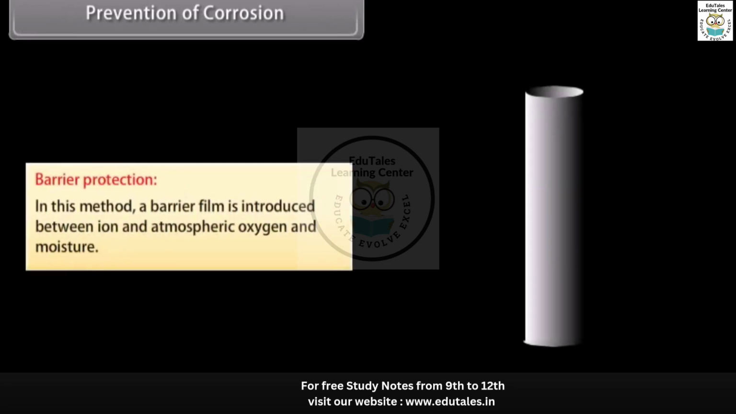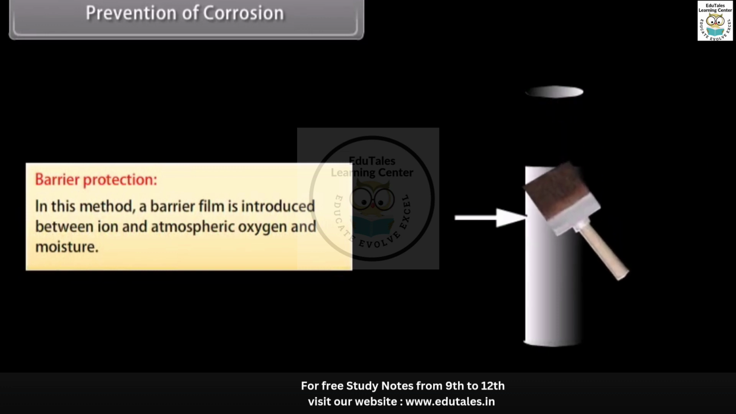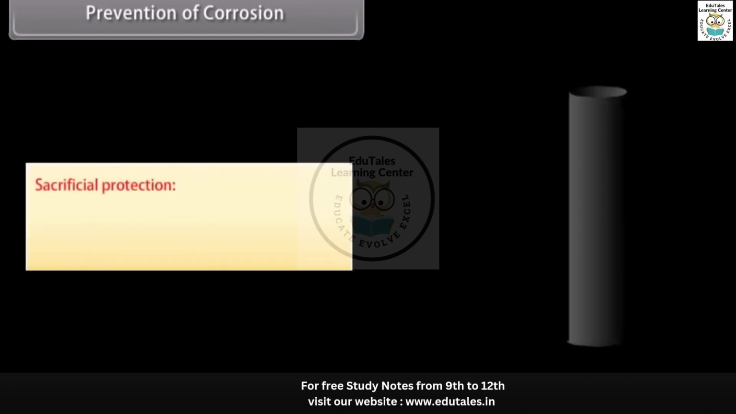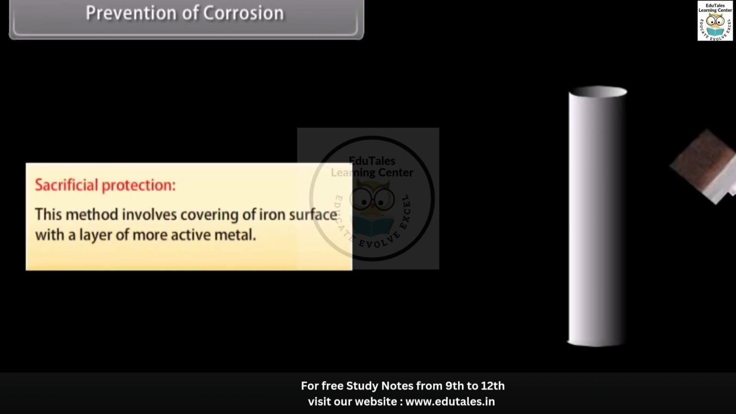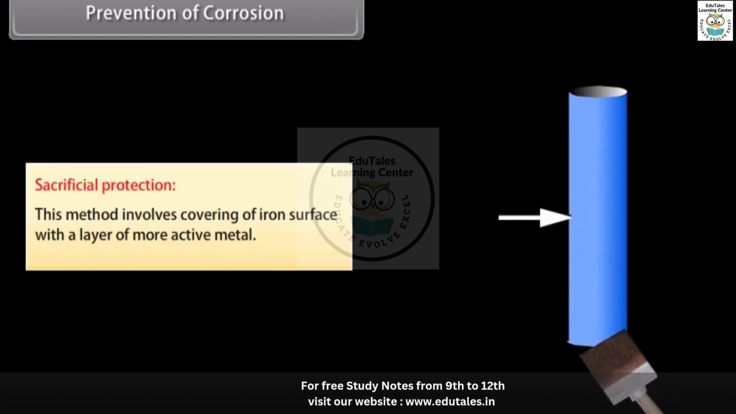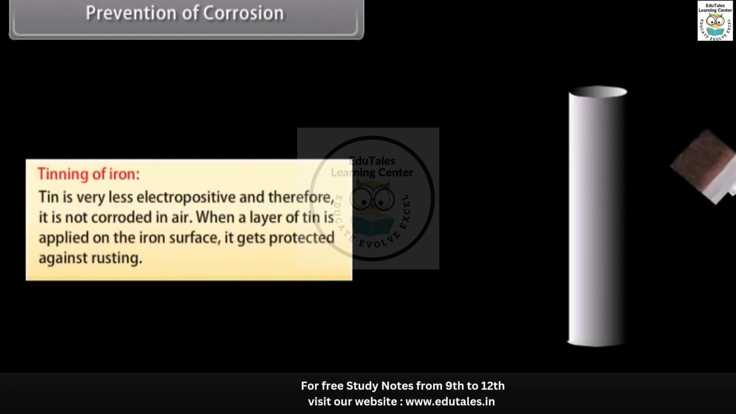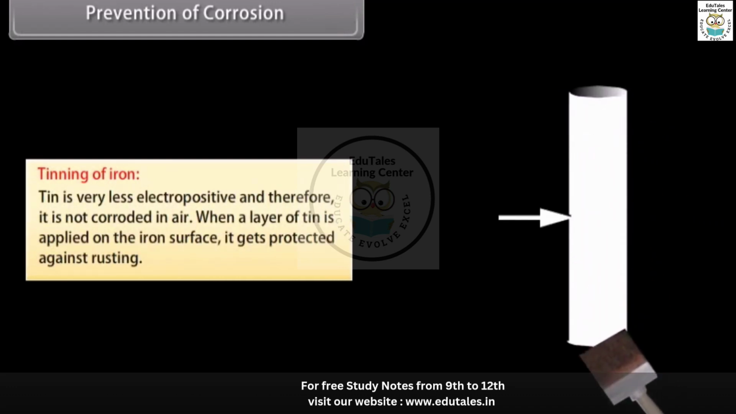Prevention of corrosion. There are many methods for protecting metals from corrosion. Some of these are as follows. Barrier protection. In this method, a barrier film is introduced between iron and atmospheric oxygen and moisture. Sacrificial protection. This method involves covering the iron surface with a layer of more active metal. Tinning of iron. Tin is very less electropositive and therefore it is not corroded in air. When a layer of tin is applied on the iron surface, it gets protected against rusting.